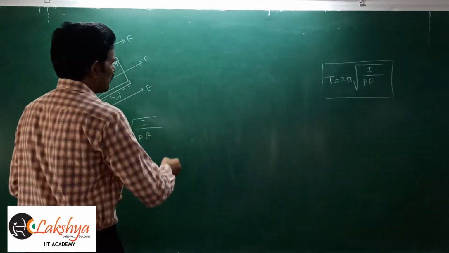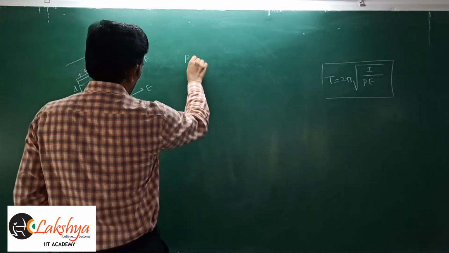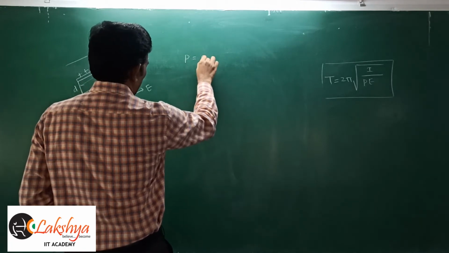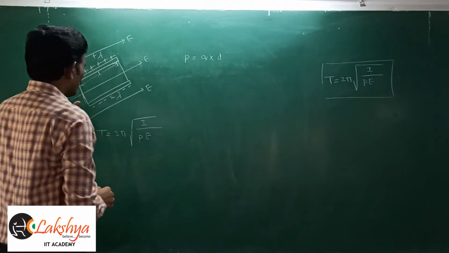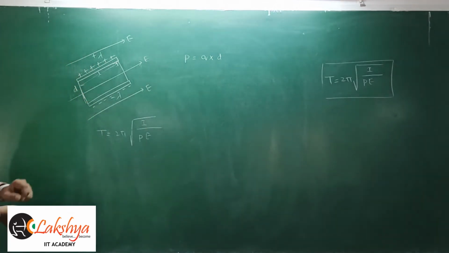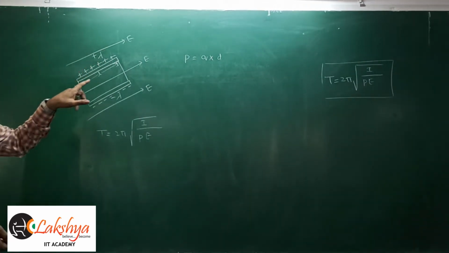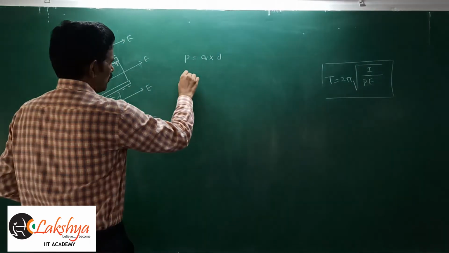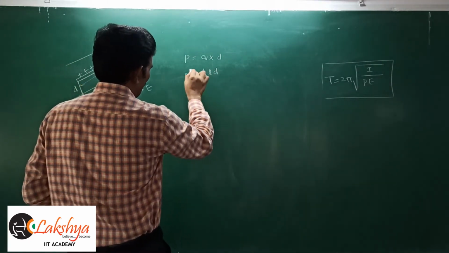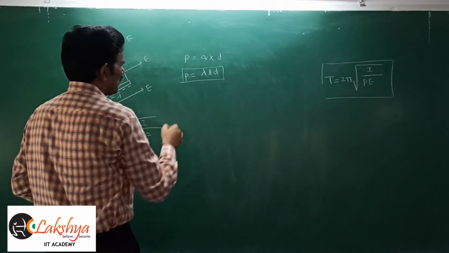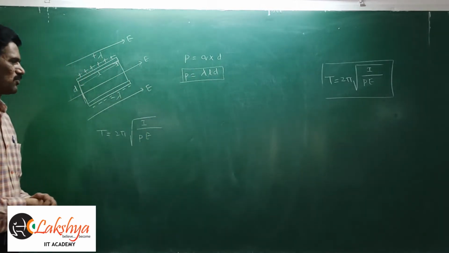Now here we need to write about this P first. This P is nothing but Q into distance. The distance between those two charges is D. Now Q is the magnitude of charge present on one of the rods, so I can write it as lambda into L. So lambda into L into D is the dipole moment of this dipole.